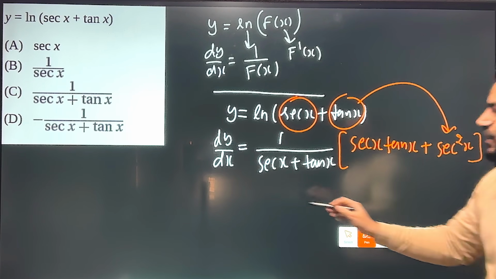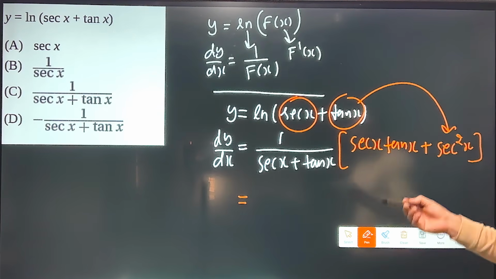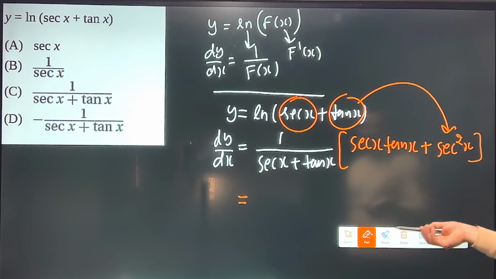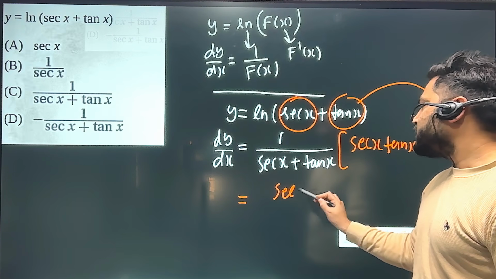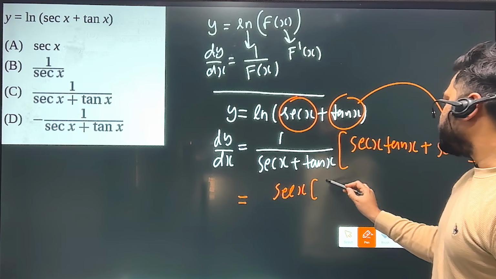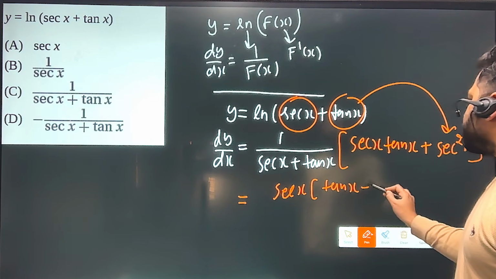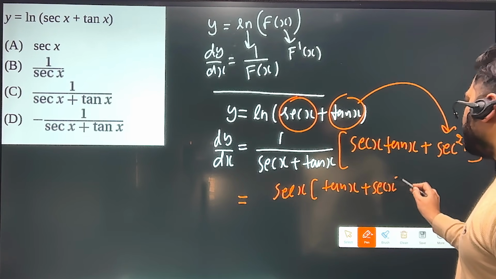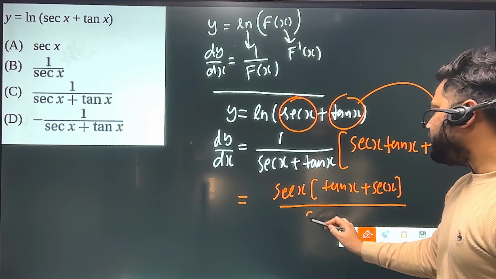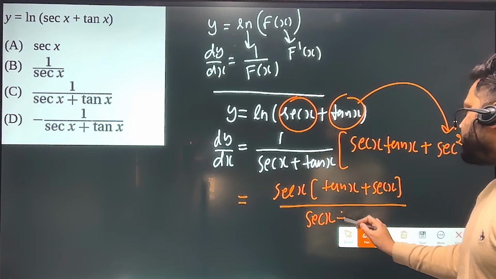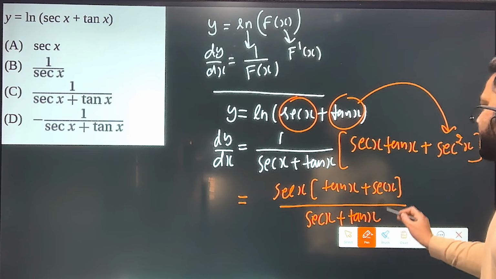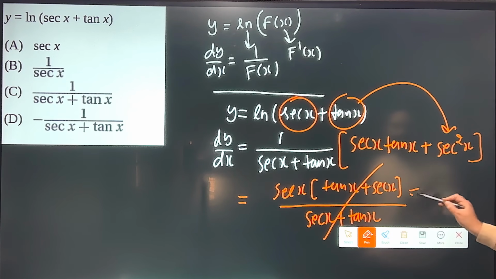Now you can take something common from the numerator. In the numerator you can see secant x is common. If you take secant x common, it will be tan x plus secant x, and in the denominator you will have secant x plus tan x, and they will cancel, and the answer will be secant x. This is the answer.